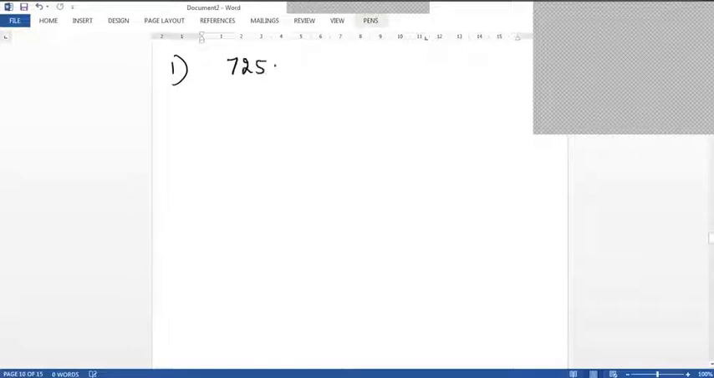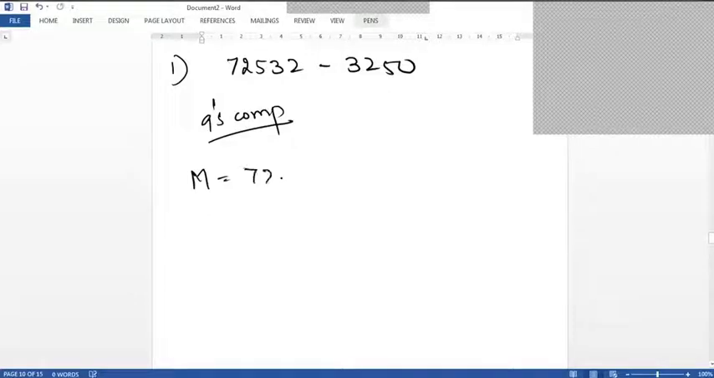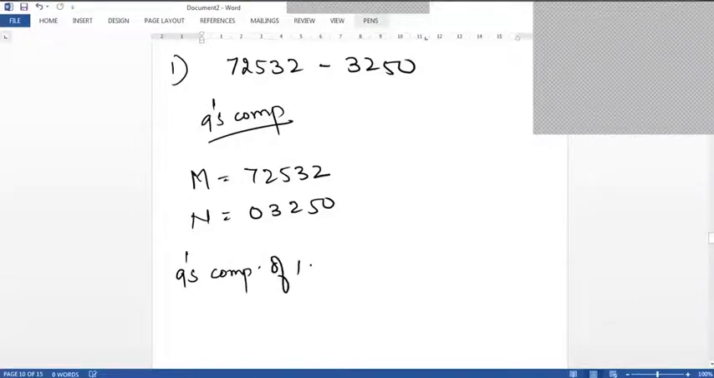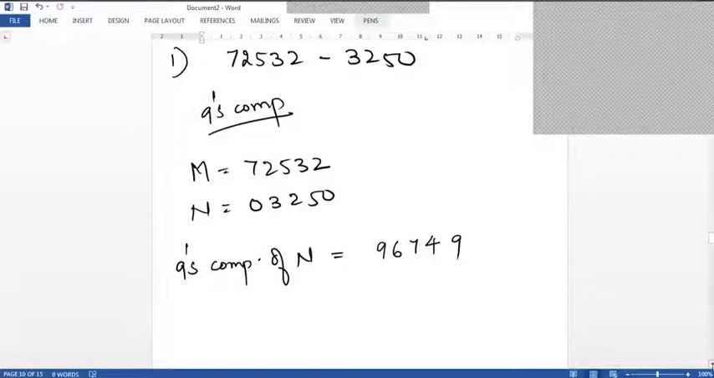Let us take the same example. But now we have to do it using 9's complement. Above, we did it using what? 10's complement. Here we will be doing it using 9's complement. Quickly, m is 72532. N is 03250. Equate the number of digits. Now what do I have to do? Find 9's complement of n. It would be simply subtract each digit from 9. 96749. Very good. Now what will we do? Add it to m.